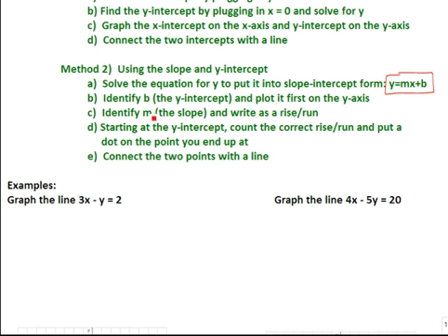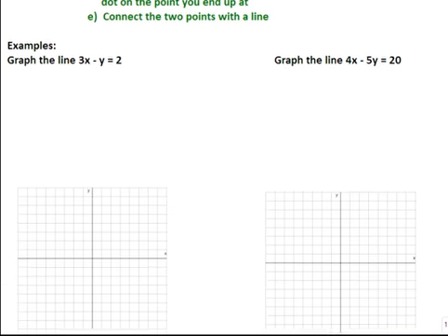Once we know a starting point, that y-intercept, then we can use our slope and think of it as rise over run to count out our next point. So that's going to be how we get our second dot. Once we have our two dots, we connect them with our line and we're done. So here's what we do to begin with.